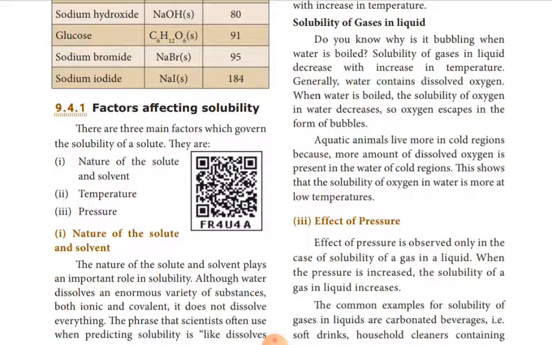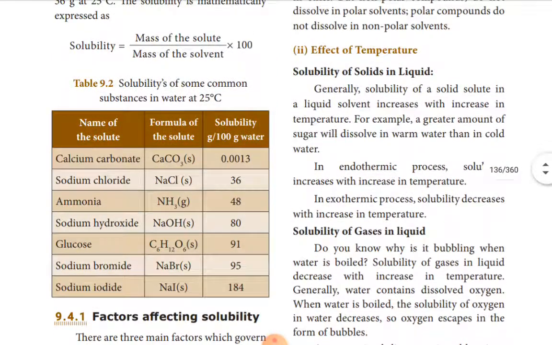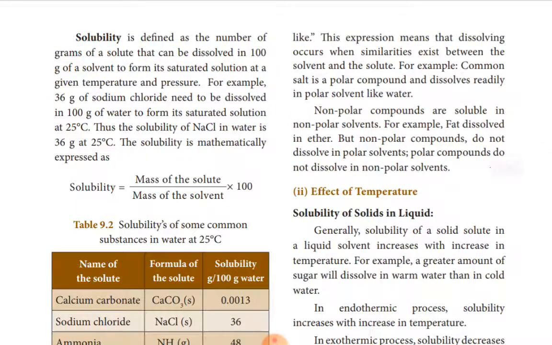In nature, for example, ionic compounds dissolve in a polar solvent, that is, polar compounds in polar solvent, non-polar compounds in non-polar solvent. The term is expressed by scientists using the phrase 'like dissolves like'. That means dissolution occurs when similarity exists between the solvent and solid. Polar compounds dissolve in polar solvent. Non-polar compounds dissolve in non-polar solvents.